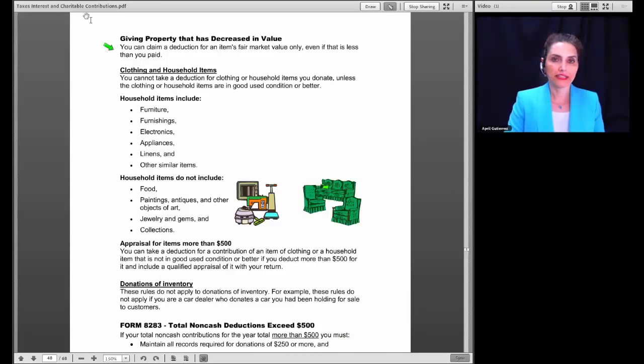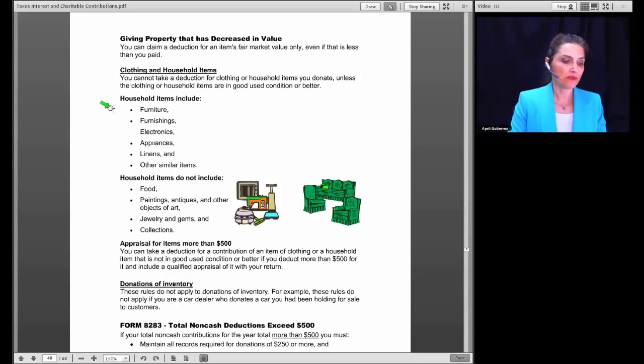Giving away property that has decreased in value, you can claim a deduction for an item's fair market value only, even if it is less than what you paid. Clothing and household items, we went through and looked at that list of evaluations from Salvation Army. But there's a little bit more restriction on the amount that you can deduct for an item than just what that guide shows. You cannot take a deduction for clothing or household items that you donate unless the clothing or household items are in good, used condition or better. So when you're looking at that Salvation Army guide, you're not allowed to use the numbers on that guide unless the property is in good, used condition or better.